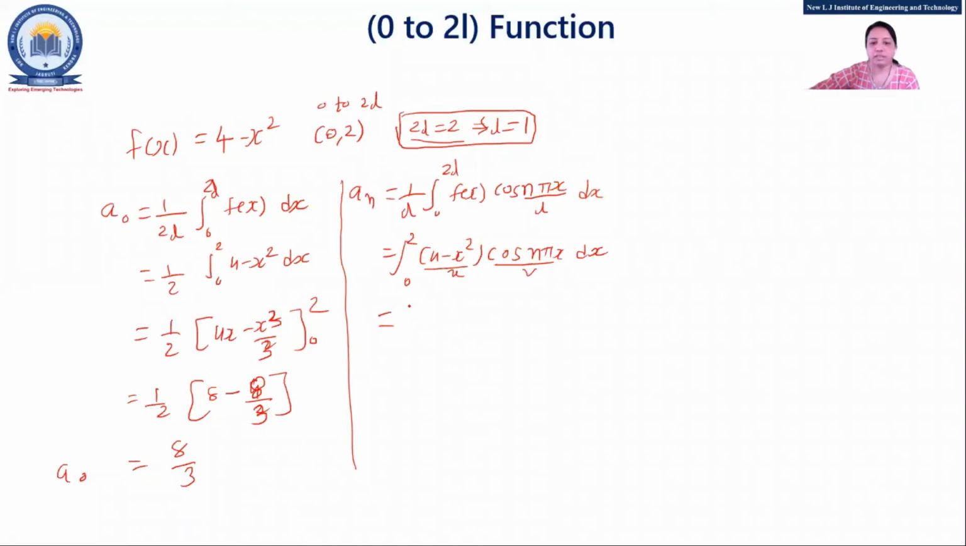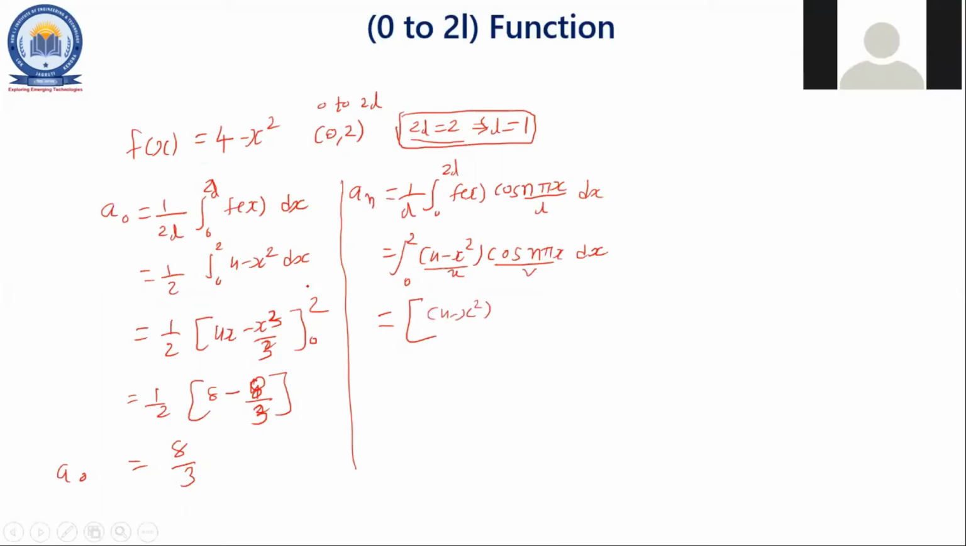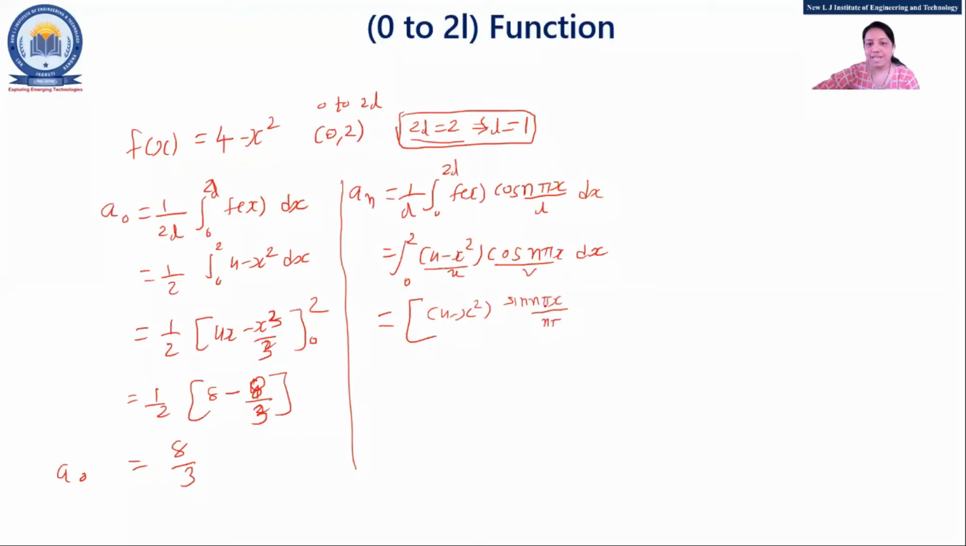In which way can we write the general rule? First term only: 4 minus x square, as it is. Then sin n pi x upon n pi. Why n pi? Because here x is with n pi. Fine. Okay, second term.